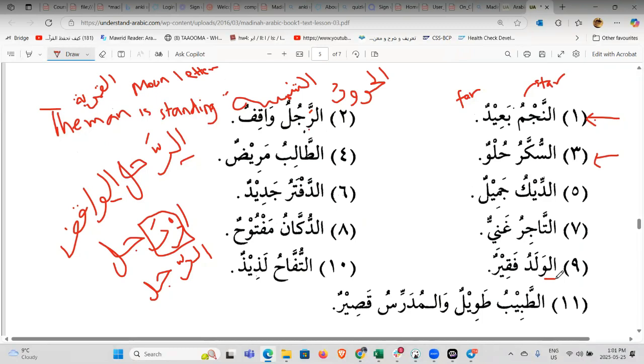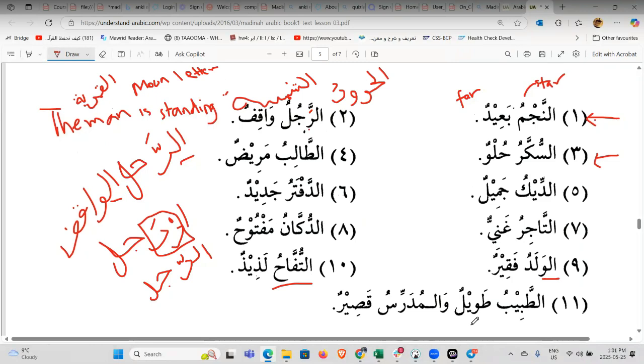See, this is a moon letter. Waw is a moon letter, so there's no doubling. There's no shadda on the waw. At-tuffah, ta is a sun letter, so we have a shadda. We don't pronounce the lam. At-tuffah, the apple, is ladhidh, is delicious.